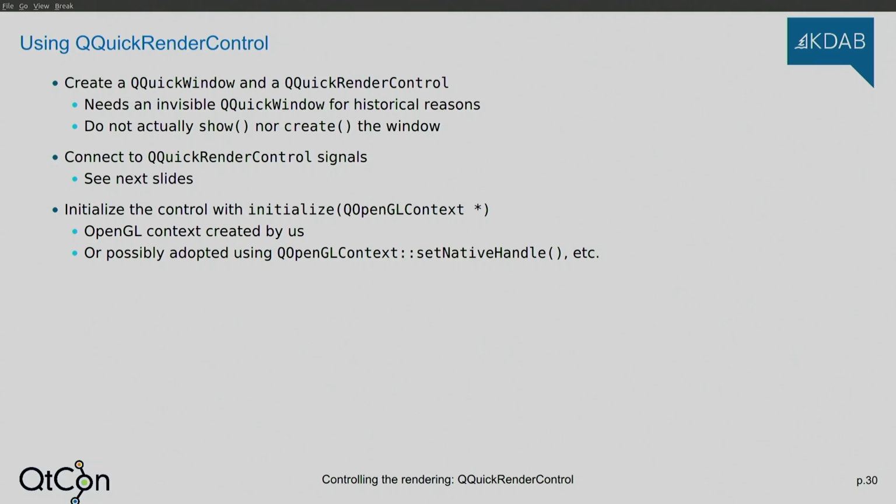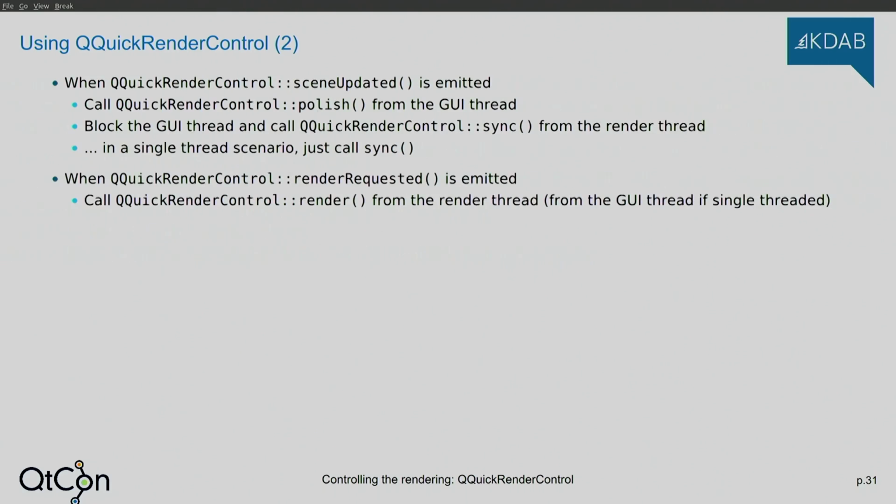And the third thing we need to do is initialize it. So it has an initialize method, and this method takes an OpenGL context, which means we are also in charge of creating that context and having it around. A typical use case for this is, for instance, using an OpenGL context which is already there. If you're using some library or some third-party code, and that third-party code already is in charge of OpenGL context creation, you will not have an OpenGL context yourself. You can use something like setNativeHandle to get an OpenGL context out of it and initialize the render control with that. So what are the signals that we need to listen to?